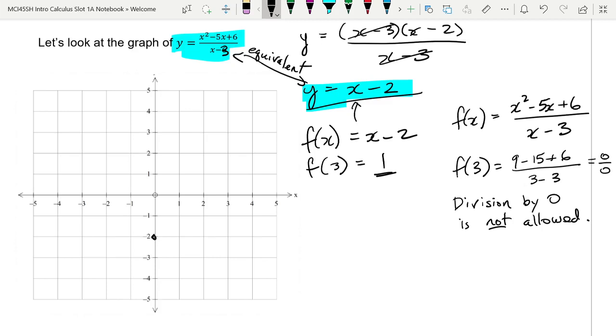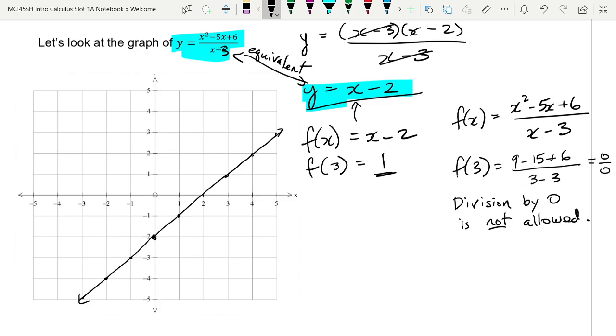It starts at -2, the y-intercept, and has a slope of 1. So it would do something like this, right? So if I graphed the rational one, shouldn't I get the exact same picture? Well, let's take a look.